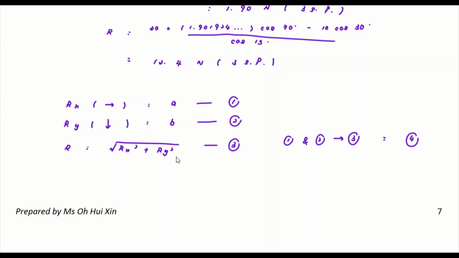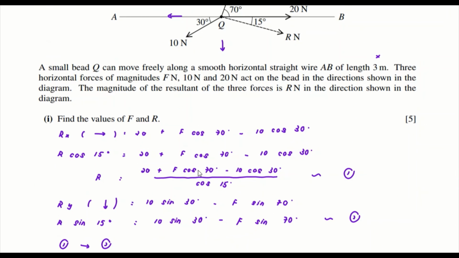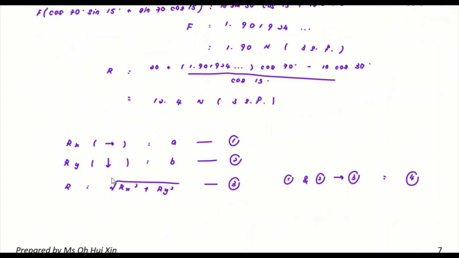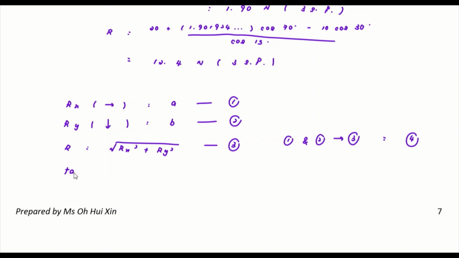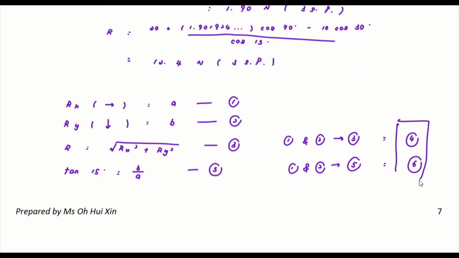How am I going to have another one? By using the direction, because we are given this 15. We know that tangent 15 is equal to the opposite over the adjacent, which in this case is B over A. This is your number 5. You substitute your 1 and 2 into your number 5, and you get your number 6 equation. These are the two equations that you are going to solve. Eventually from here you get your F also. So this is how you can solve it.